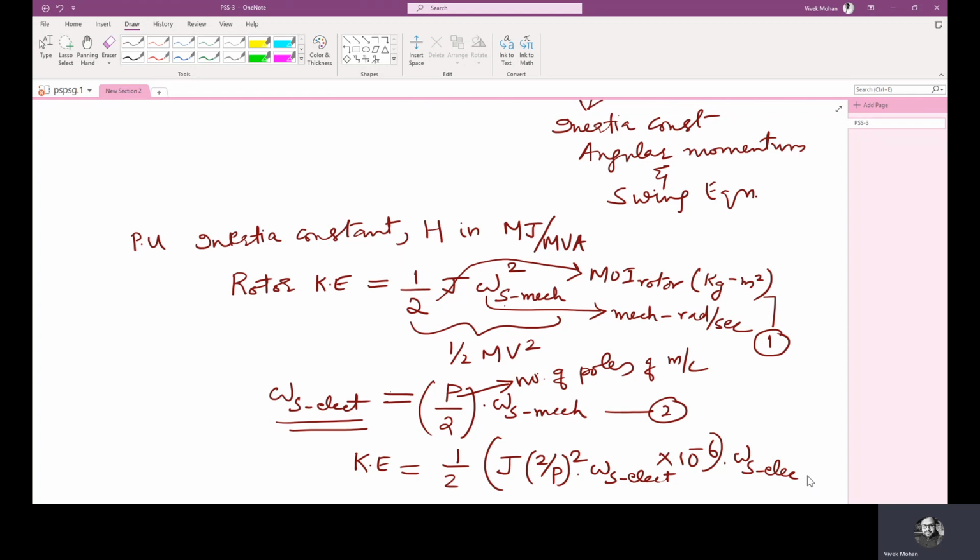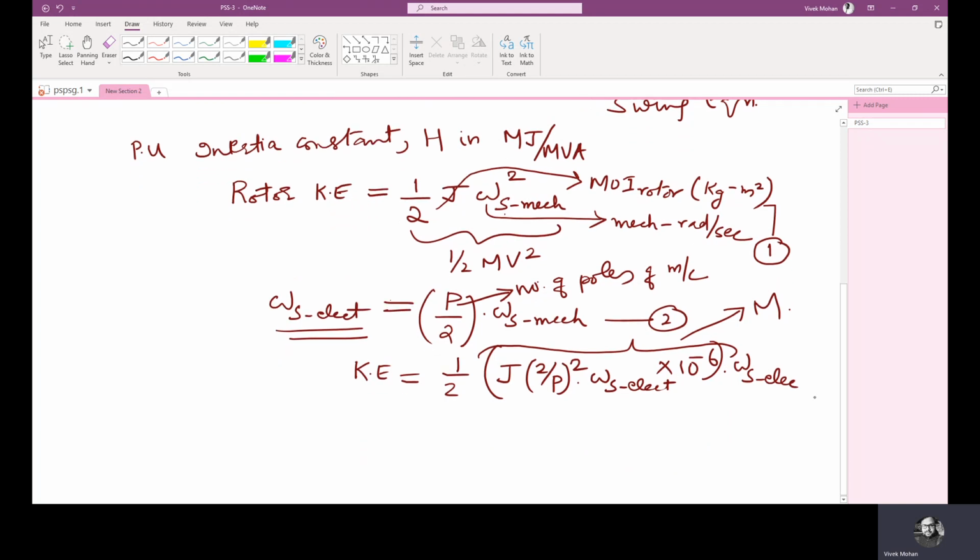Okay, so now this part is the M. This is M, the moment of inertia, in megajoules second per electrical radian. So let it be equation 4.